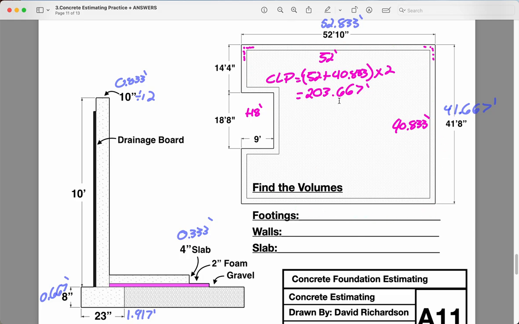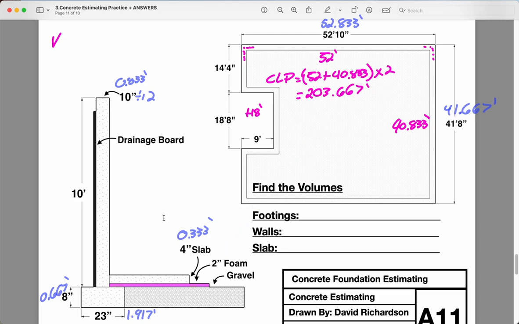Now that we have our center line perimeter, we know that the formula for volume is length times width times height. Here we have our length. For our footings, we just need to go times our width and times our height. And for our walls, we take the same length, times our width and times our height. Super simple. So the only thing we really have to do now is punch in these numbers, and then we'll have to do a little bit more head scratching when it comes to doing the slab.